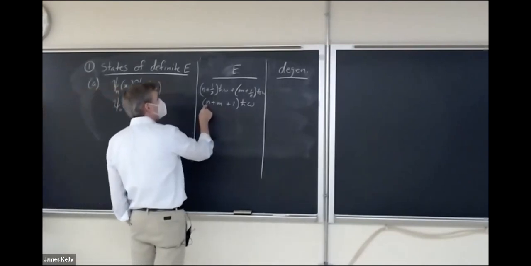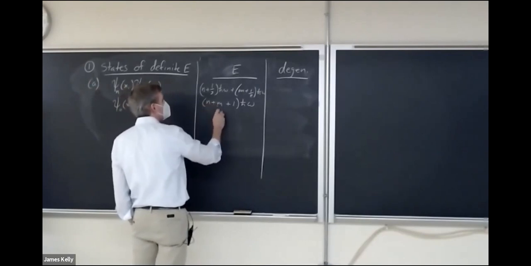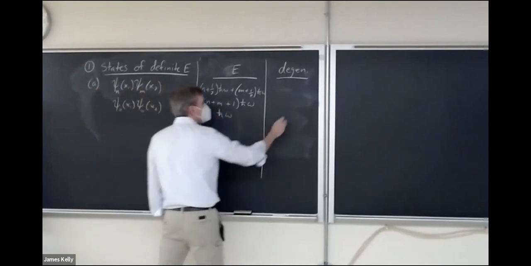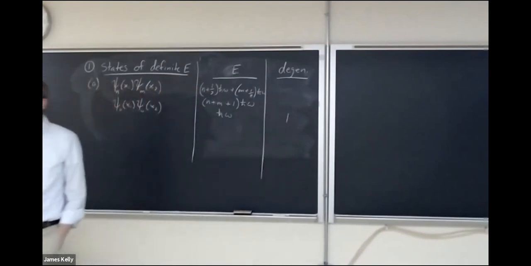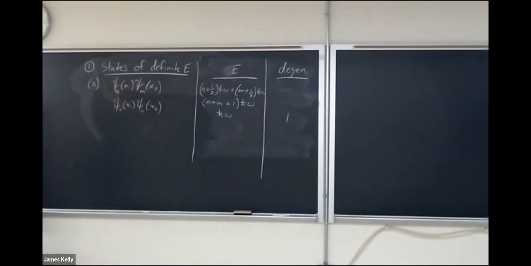The energy itself, with n and m both 0, is going to be just h bar omega. And there's only one of those states. So the degeneracy is 1. How about the next highest state?